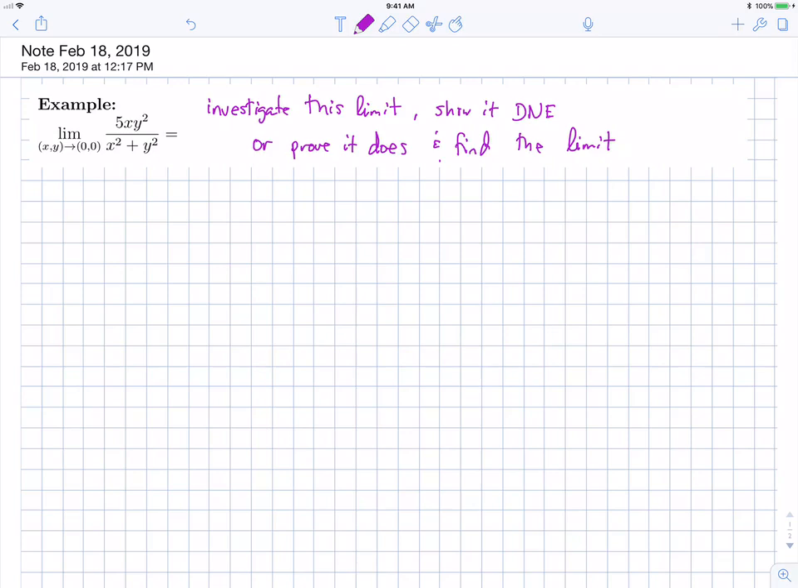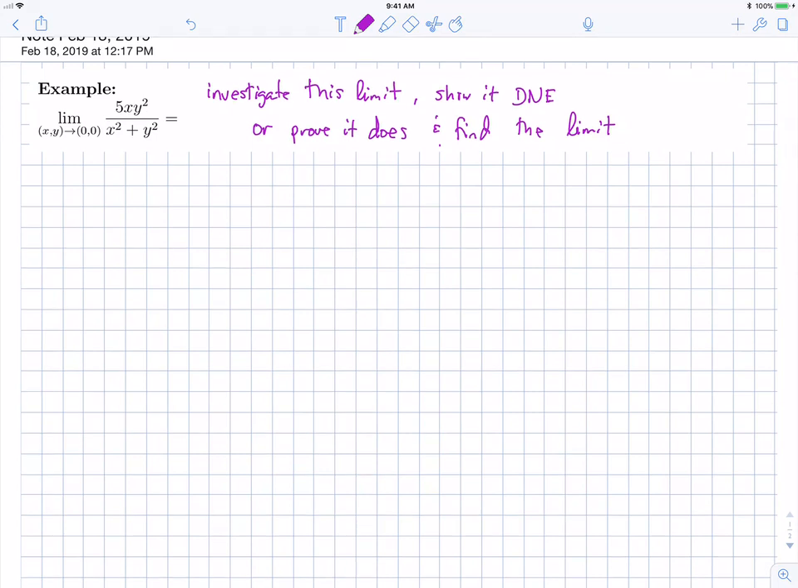Let's look at this limit. We want to investigate it, determine if it exists or not, and if it does exist, find the value of the limit. One thing you can do is start by exploring some paths. Just because it may be the same on all paths doesn't mean it exists, but it may give you some idea what's going on.